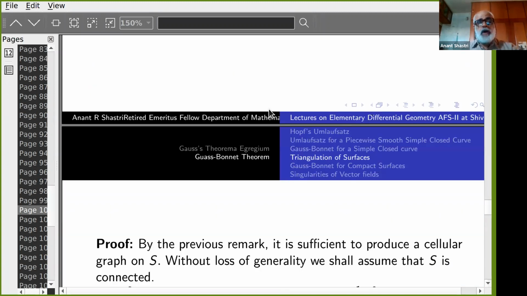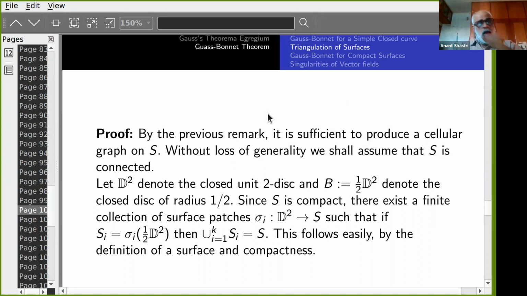First of all, as we have remarked, what you have to get is a cellular graph on S. After that, you can just subdivide it into a triangulation. That part is easy. So we are trying to get a cellular graph embedded inside S, with curvilinear polygons. Let us have a notation. D2 denotes the closed unit disk inside R2.